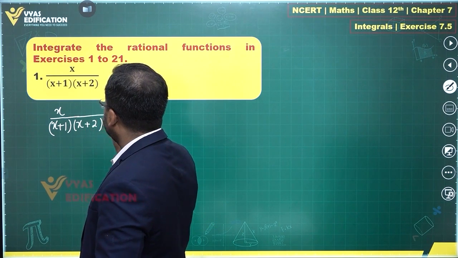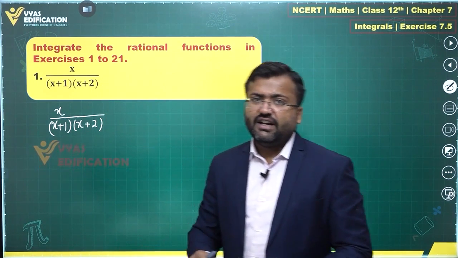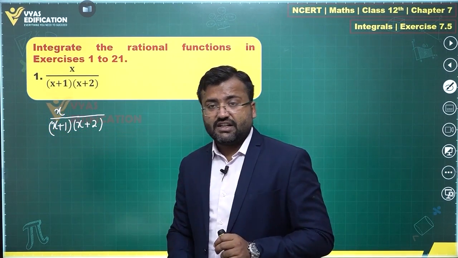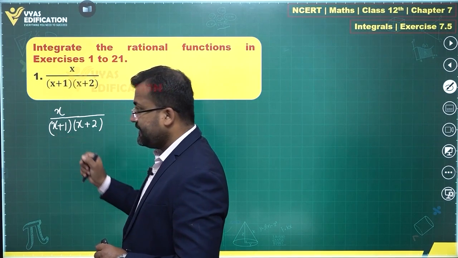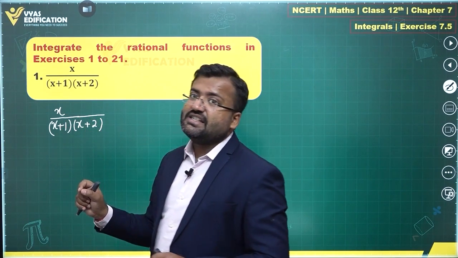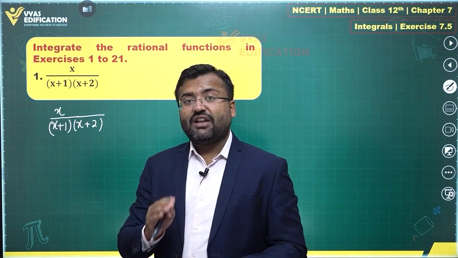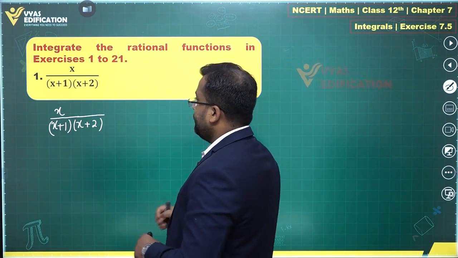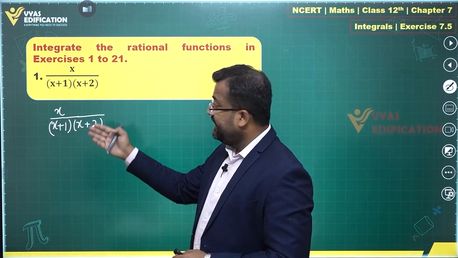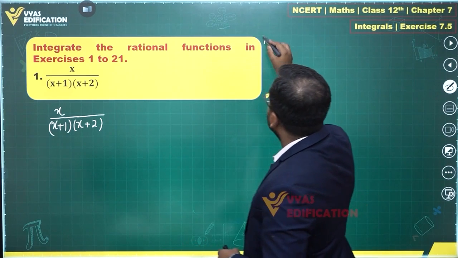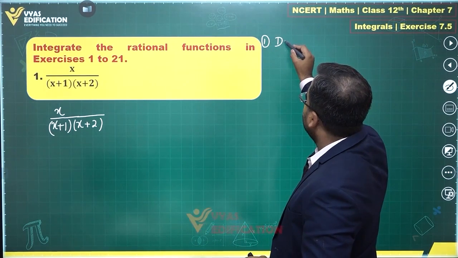This has two linear factors in the denominator, right? And the degree of numerator is less than the degree of denominator. Those two things have been checked. The denominator is factorized and the degree of numerator is less than the degree of denominator. If these two things are there, then we can move to the next step. So first step, is the degree less? Yes. Second, is the denominator factorized? Yes.